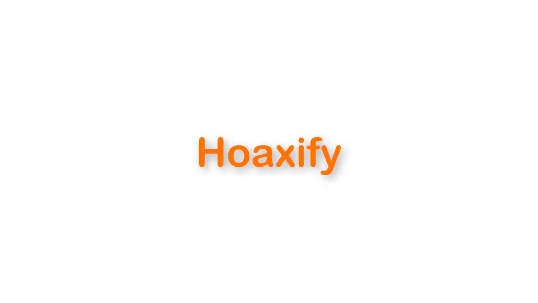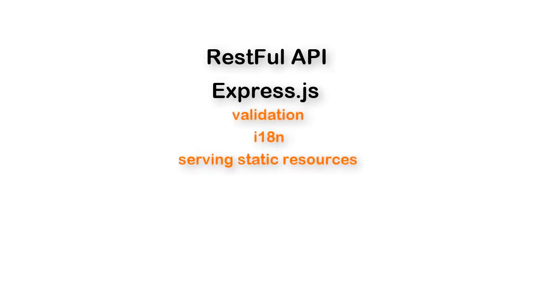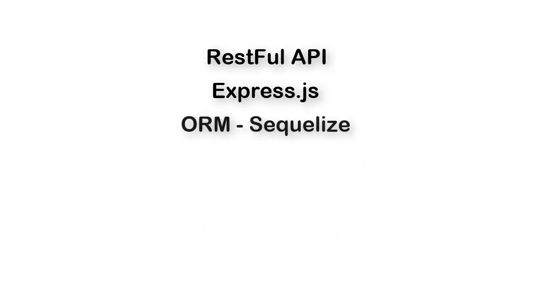While building this application, we will learn how we can build a RESTful web service with Express.js with all necessary functionalities like validation, internationalization, static resource serving, caching, JSON manipulation, and interacting with external services. And we will see how we can handle database operations with the ORM package of Sequelize, and how we can manage database version history and migrations.